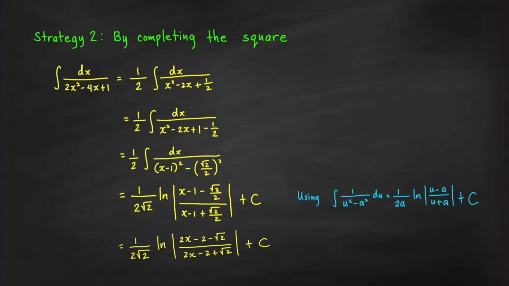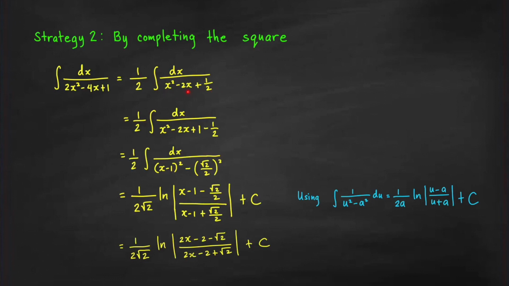Another strategy to evaluate the integral is by completing the square. So here we were given this integral of dx over 2x squared minus 4x plus 1. We can evaluate this integral in the following way by completing the square. First, it's very easy to complete the square if the coefficient of x squared is 1. Therefore, factor out 1/2 first here, and you'll get the integral of dx over x squared minus 2x plus 1/2.